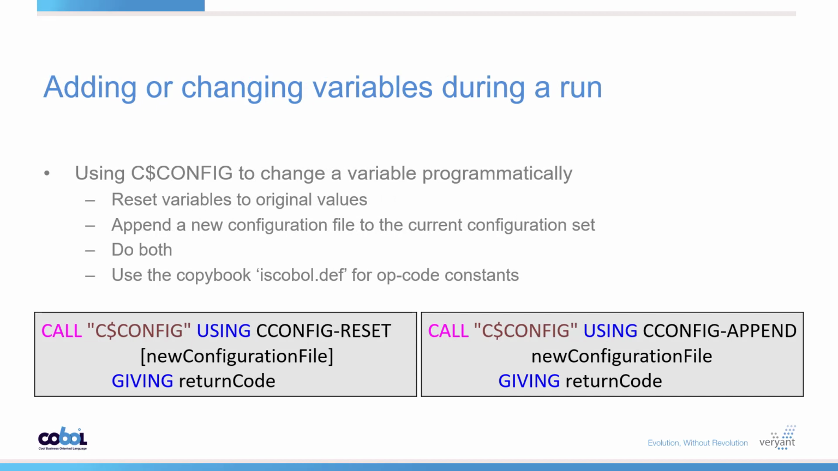Now sometimes, before you start a program, you don't know which configuration file you want to use, or maybe what values you want to use. Well, you can set it programmatically using $config. There are 2 opcodes. One is cconfig-reset, and that resets all of the variables back to their original values. And then if you also pass a configuration file in the command, it will then look at that configuration file and set those variables. The other opcode is cconfig-append, and that doesn't reset any of the current values, it just adds a new configuration file.